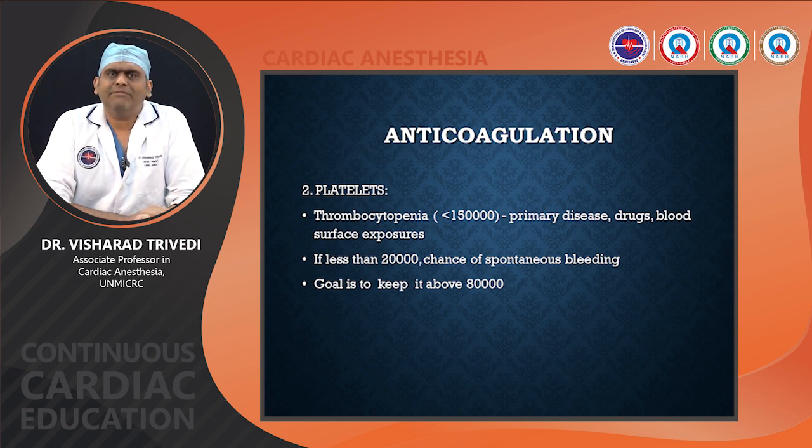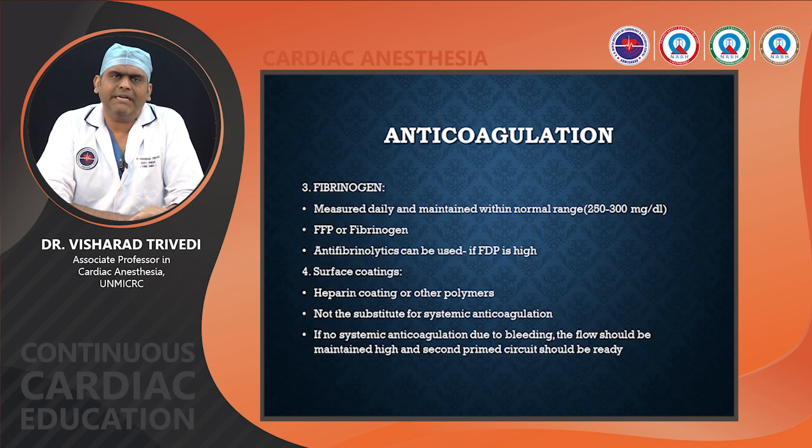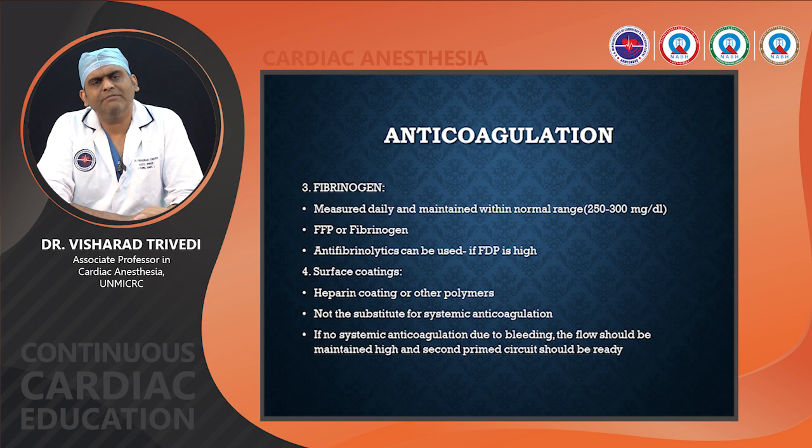If platelets are less than 20,000, then the chances of spontaneous bleeding are very high. The goal is to keep it at more than 80,000 so that the chances of bleeding will be reduced. Another important factor is fibrinogen. You have to measure it daily. You have to keep it around 250 to 300 milligram per deciliter. If it is less, then you have to replace it with FFP or recombinant fibrinogen.